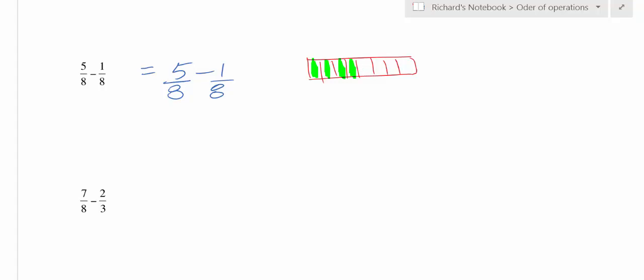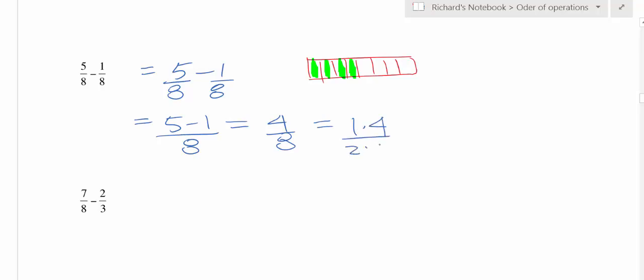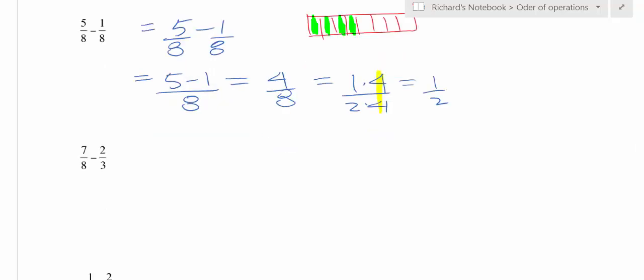Using numbers, I would have 5 minus 1 over the common denominator, 8. 5 take away 1 is 4. Now you have 4/8. Well, 4/8 can be reduced because 4/8 is the same as 1 times 4 divided by 2 times 4. The greatest common multiple here is 4. Anything divided by itself is 1. So 4/8 reduces to 1/2.